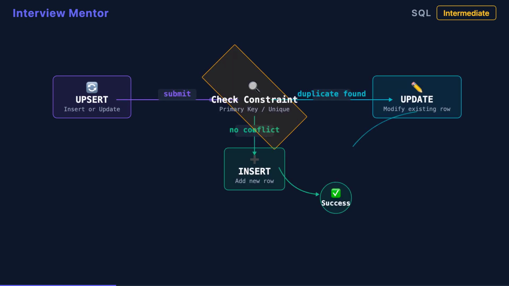UPSERT is a combination of insert and update. It attempts to insert a new row first. If a conflict is detected on a unique constraint or primary key, instead of failing, it automatically updates the existing row with your new values. This happens atomically in a single statement, no error handling required.